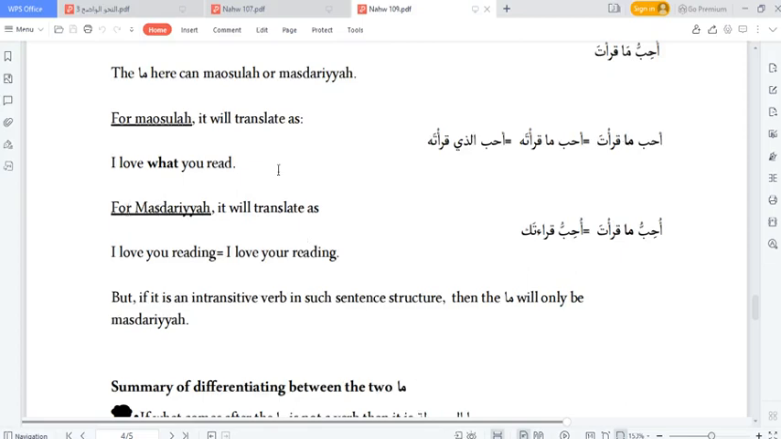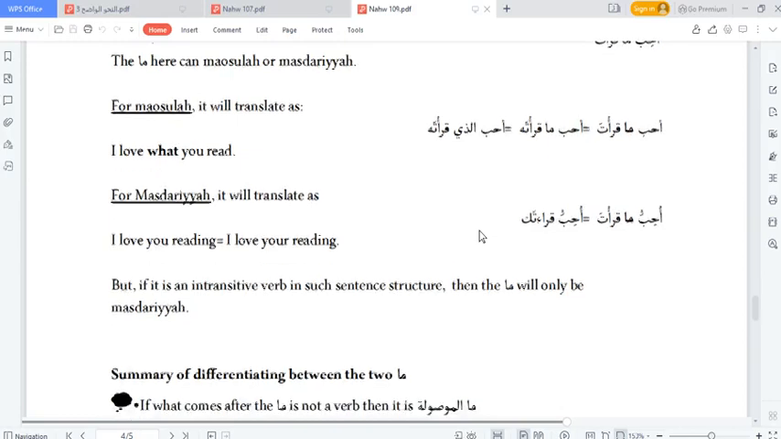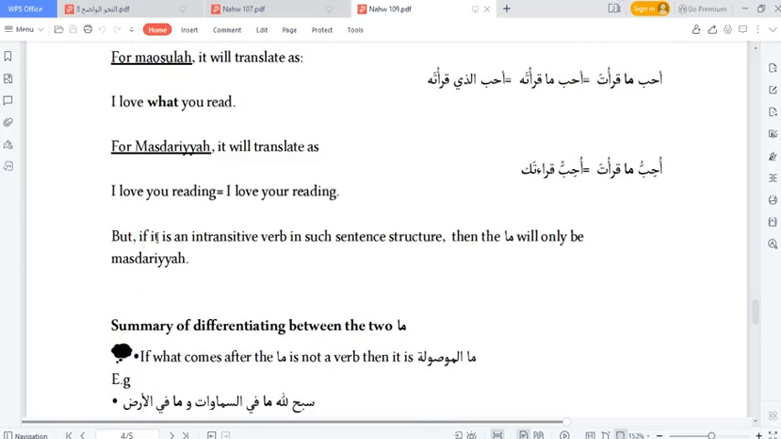Or if we say it is masdariya, then it will be translated as uhibbu ma qara'ta, meaning uhibbu qira'atak. I love you reading, or I love that you read, or I love your reading. Now we are able to translate this as ma masdariya as well, because we can replace this ma and qara'ta, which is a masdar mu'awwal, with an explicit masdar. Uhibbu qira'atak. I love your reading. I hope you get. But if it is an intransitive verb in such a sentence structure, then the ma will only be masdariya.